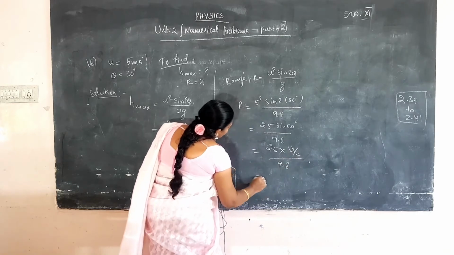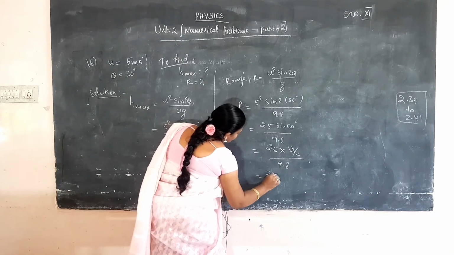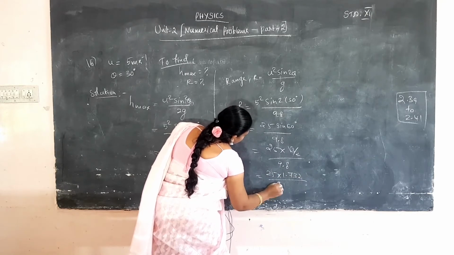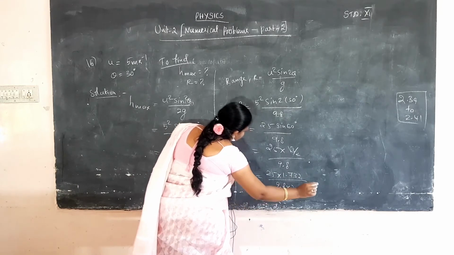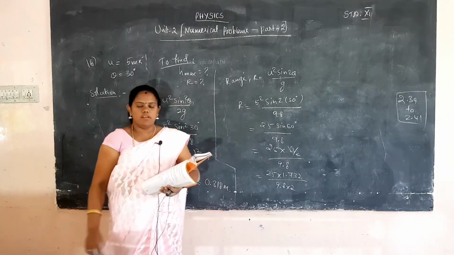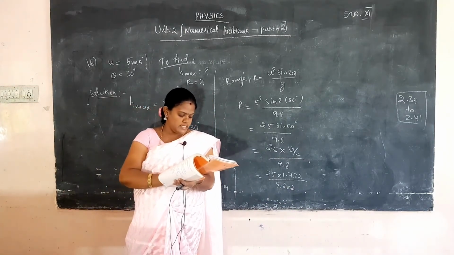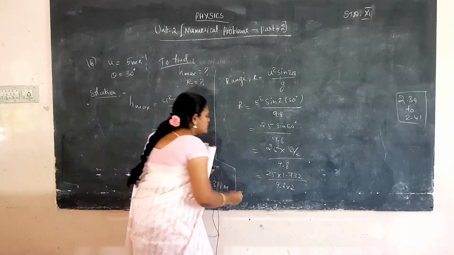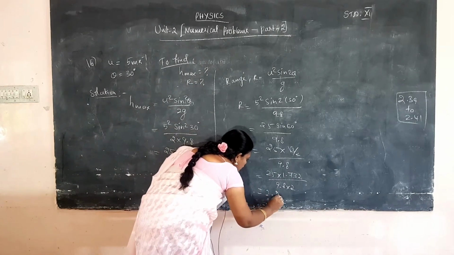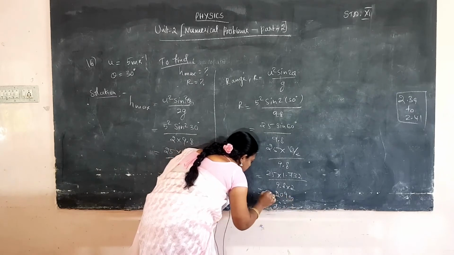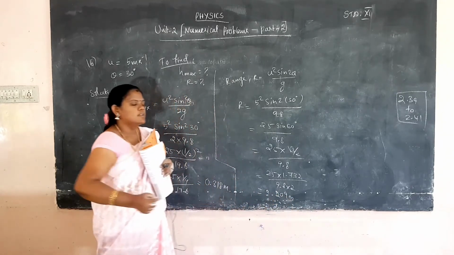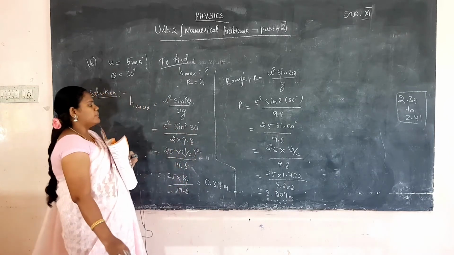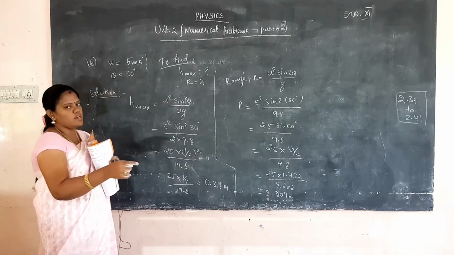So root 3 is 1.732. So 25 into 1.732 by 9.8 into 2. Multiplying all the values, we get the answer 2.209 meter. That is the range. Range means the distance between the place where it starts and the place where it lands. So range of the projectile R is equal to 2.209 meter.